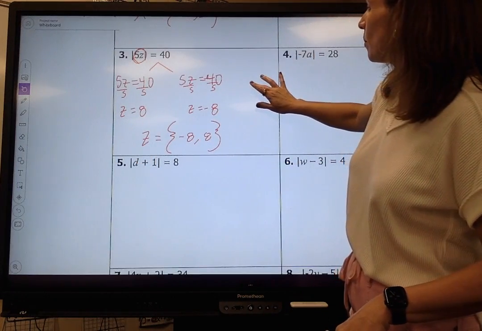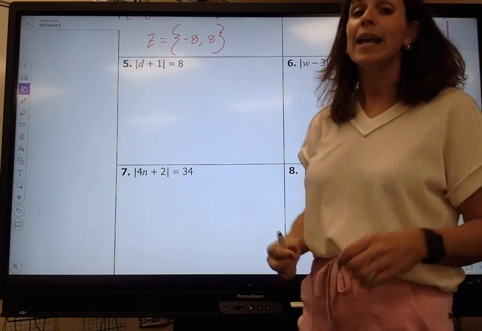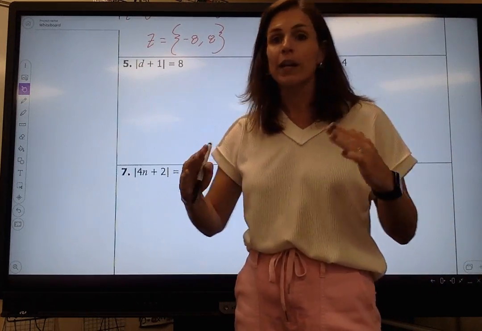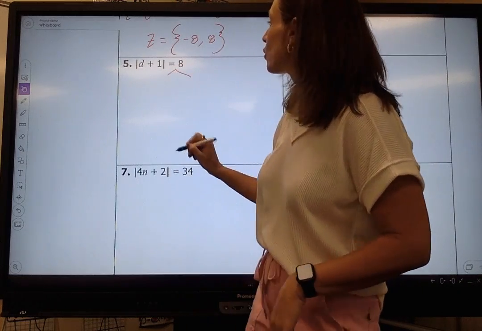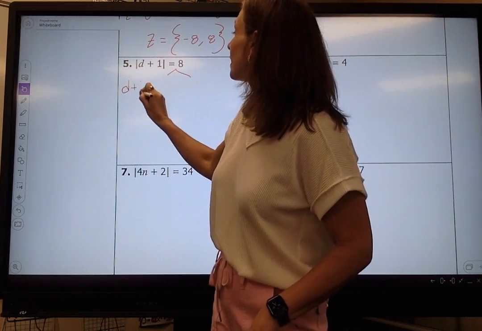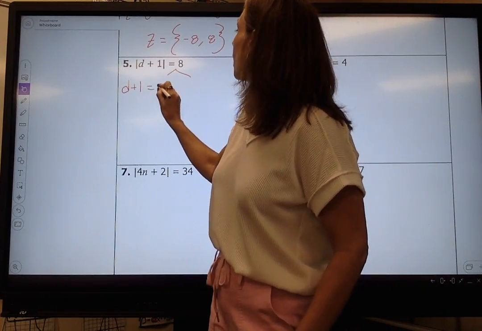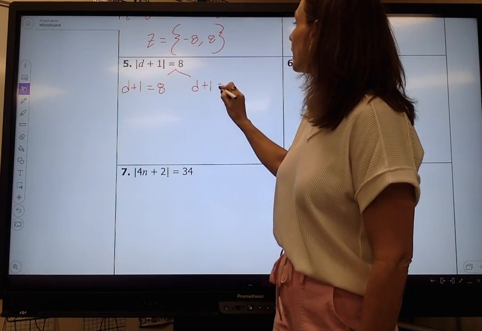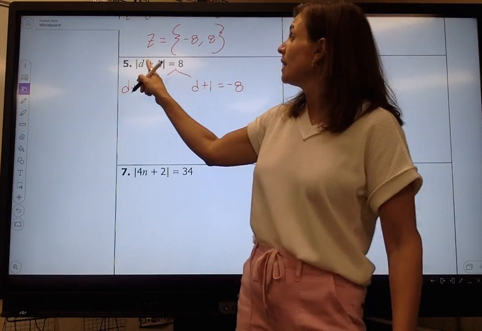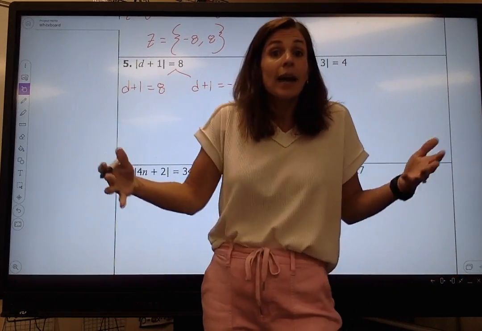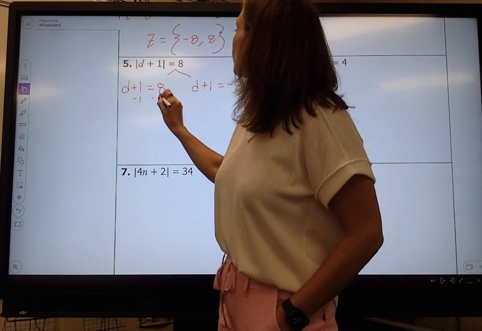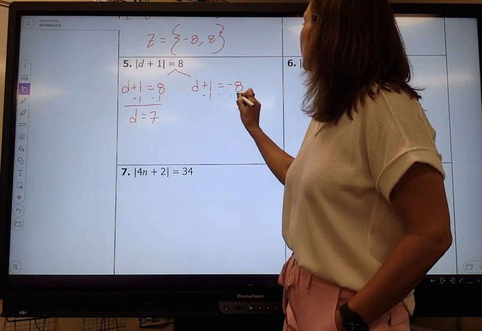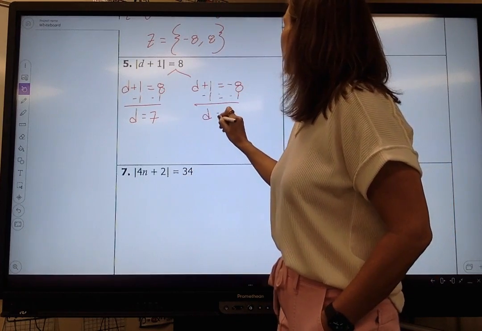All right, let's do number 5. Okay, this is isolated. So now I'm going to branch. I want to see that branch. I'm setting the inside, d plus 1, equal to the positive value of 8, and I'm setting d plus 1 equal to the negative value of 8. The inside has not changed. Now I solve. Subtract 1, I get d equals 7, subtract 1, and I get d equals -9.